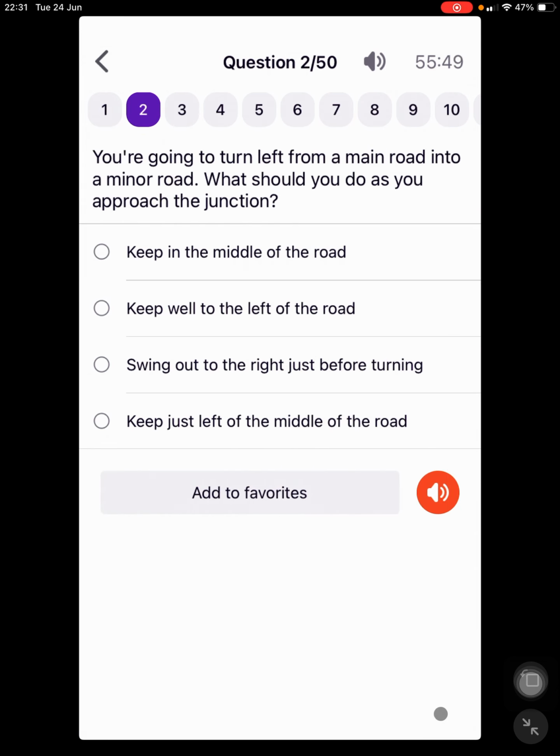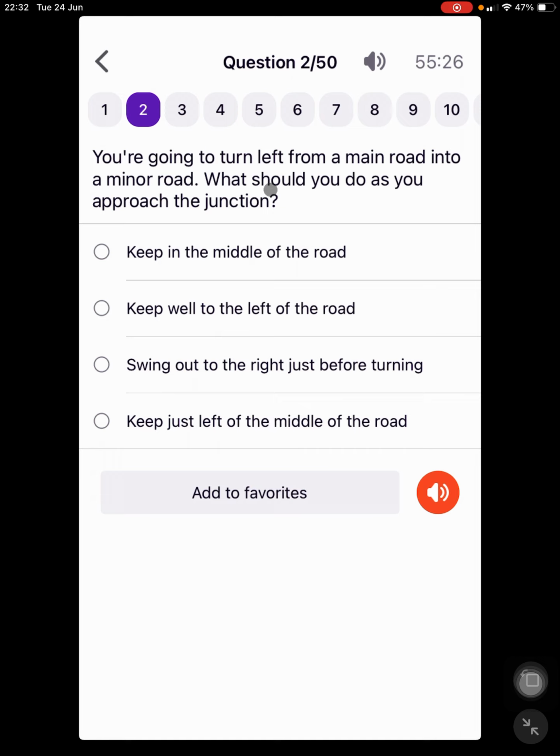You're going to turn left from a main road into a minor road. What should you do as you approach the junction? Keep in the middle of the road. Keep well to the left of the road. Swing out to the right just before turning. Keep just left of the middle of the road.